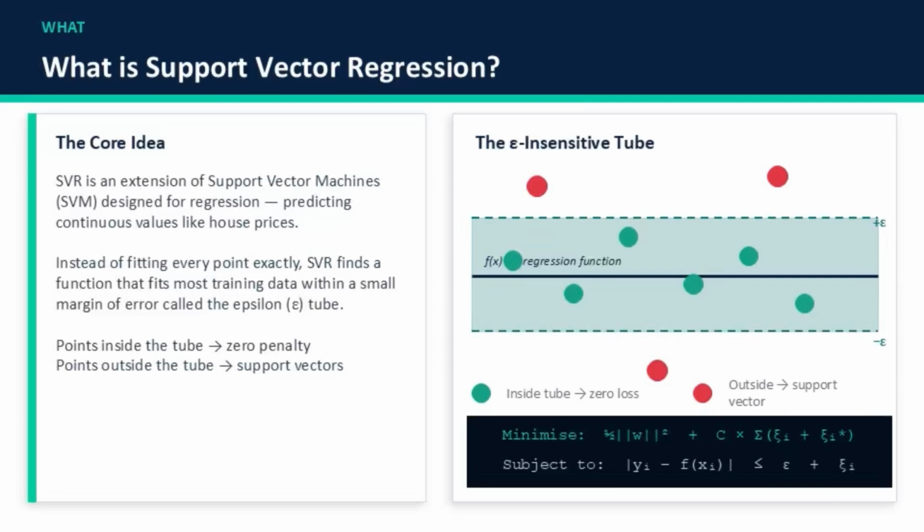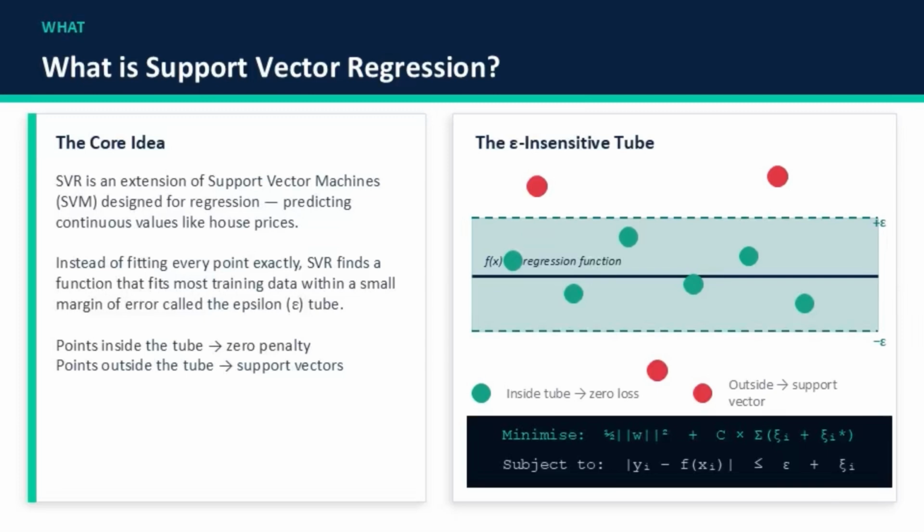SVR is an extension of support vector machines, which are traditionally used for classification, but SVR adapts this concept for regression, meaning it predicts continuous values like house prices. The key idea behind SVR is the epsilon tube. Instead of trying to fit every data point exactly, SVR finds a function that fits most of the training data within a small margin of error called epsilon. Any point that falls inside this tube is considered acceptable.